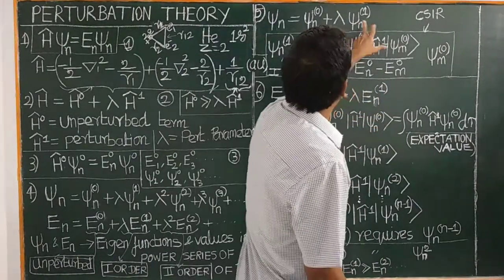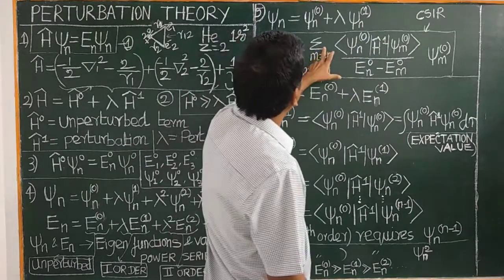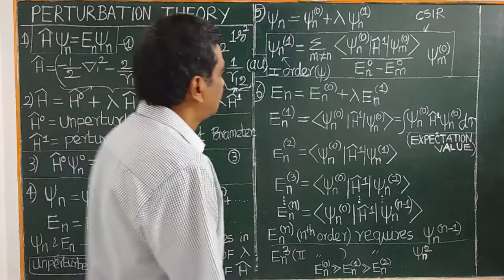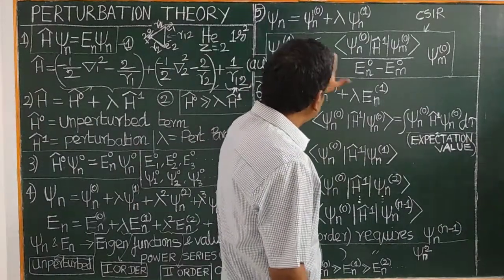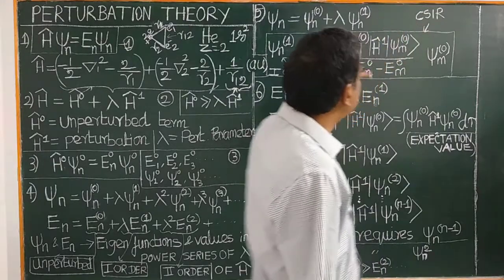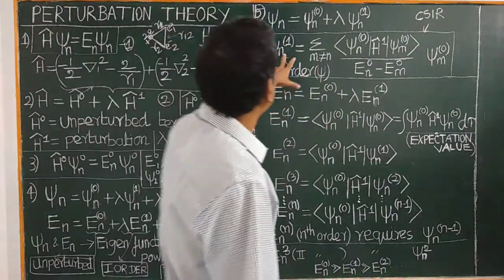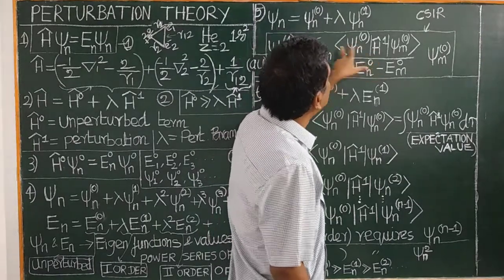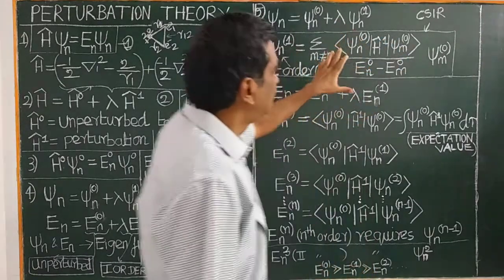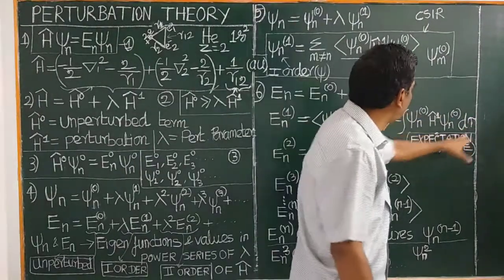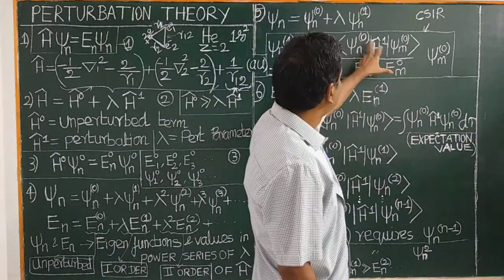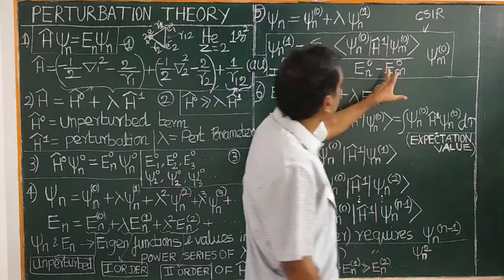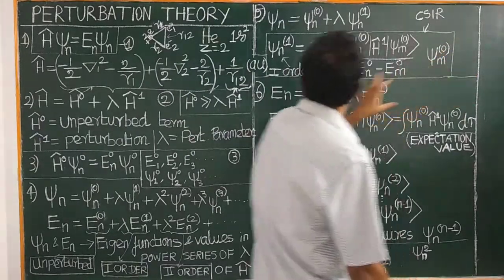Therefore, the first order corrected wave function psi n 1 is obtained mathematically. It is a tedious process. This was asked in CSIR, so please remember this equation. The first order corrected wave function equals the summation over m not equal to n, in bracket notation, or in integral form, of the integral psi m naught H cap prime psi n naught divided by En naught minus Em naught, times psi m naught.